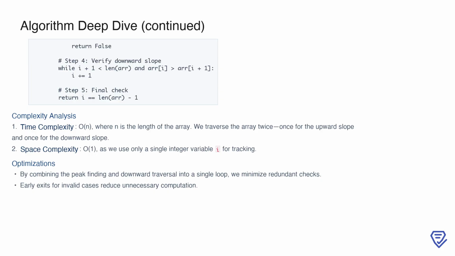Otherwise, it returns false. The time complexity of this solution remains O(n), as we only perform 2 linear traversals of the array. The space complexity is O(1), as no additional data structures are used beyond the input array and the index variable. To further optimize, the upward and downward traversals can be combined into a single loop to reduce redundant checks, though this is not strictly necessary for correctness. Early exits during validation also save computational time in cases where the array fails obvious conditions, such as having the peak at the boundaries. Overall, this algorithm balances clarity, efficiency, and robustness, making it an ideal solution for determining whether an array forms a valid mountain.